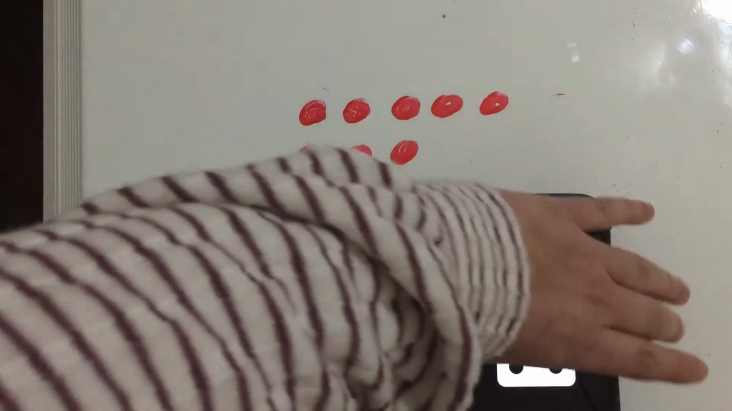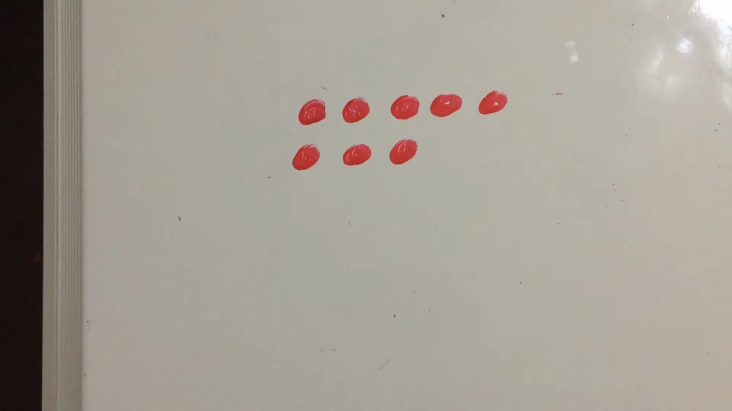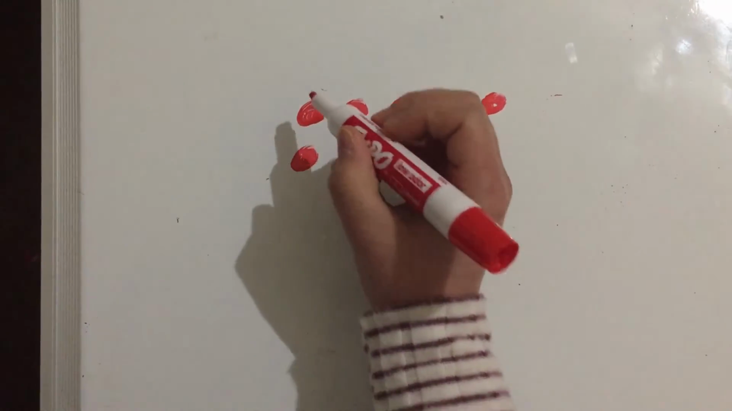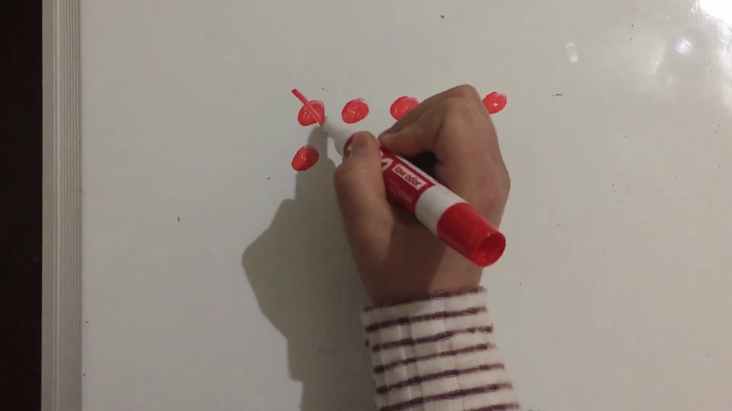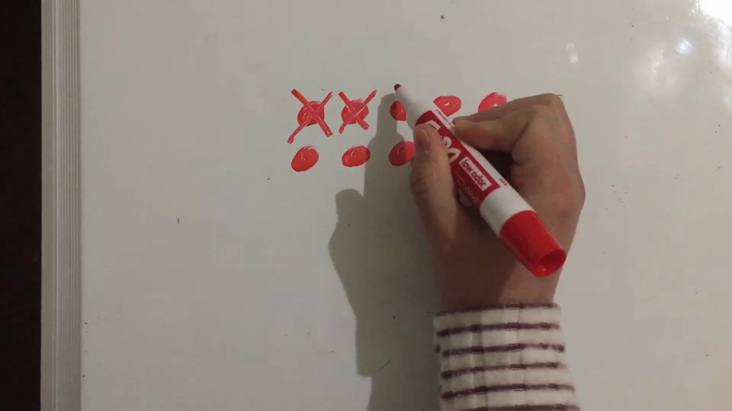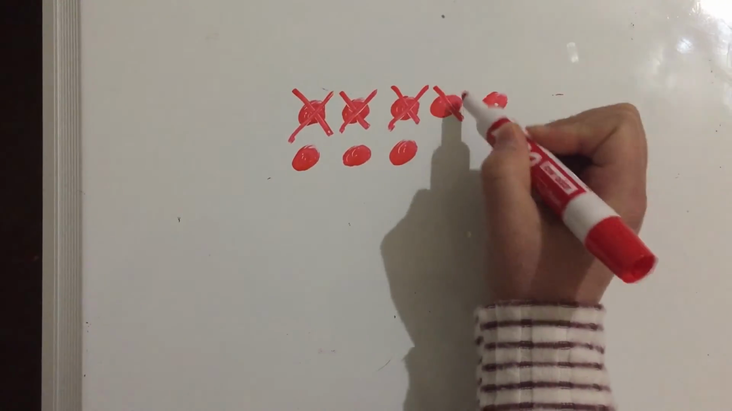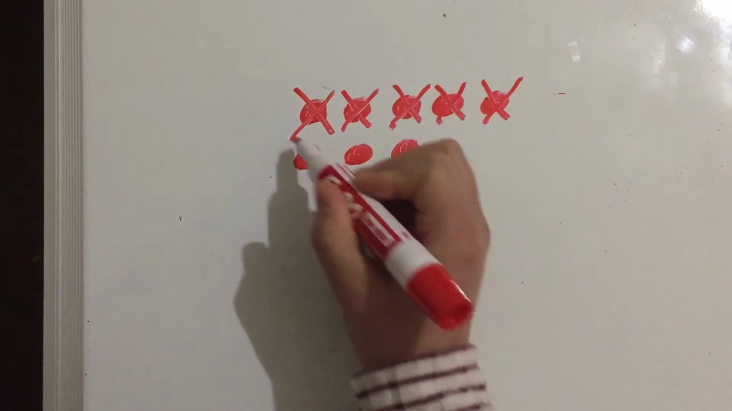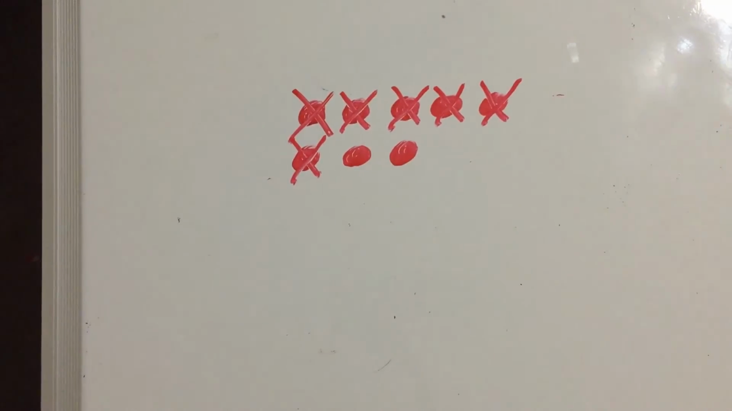All right, we're taking 6. Here we go. We're going to cross out 6. That dice likes to give us duplicate numbers. 1, 2, 3, 4, 5, 6.